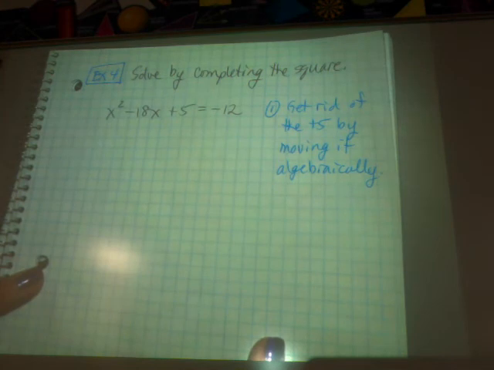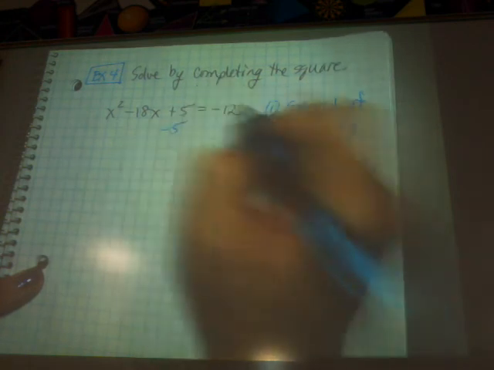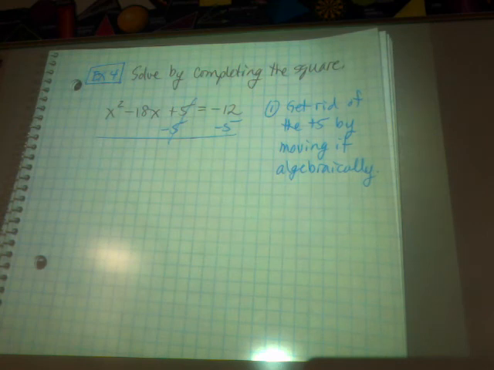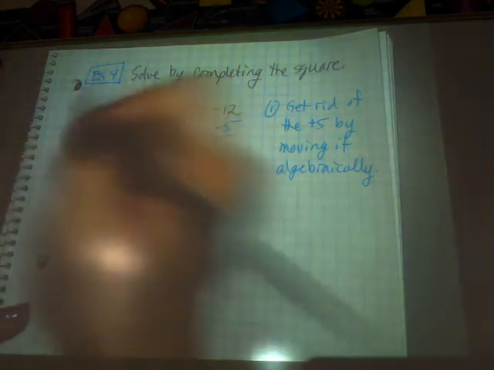And we're going to actually put blanks, or you can even put boxes in there, because I want you to remember that we're going to have to do something. So we're going to subtract 5 from both sides. So this is step 1.